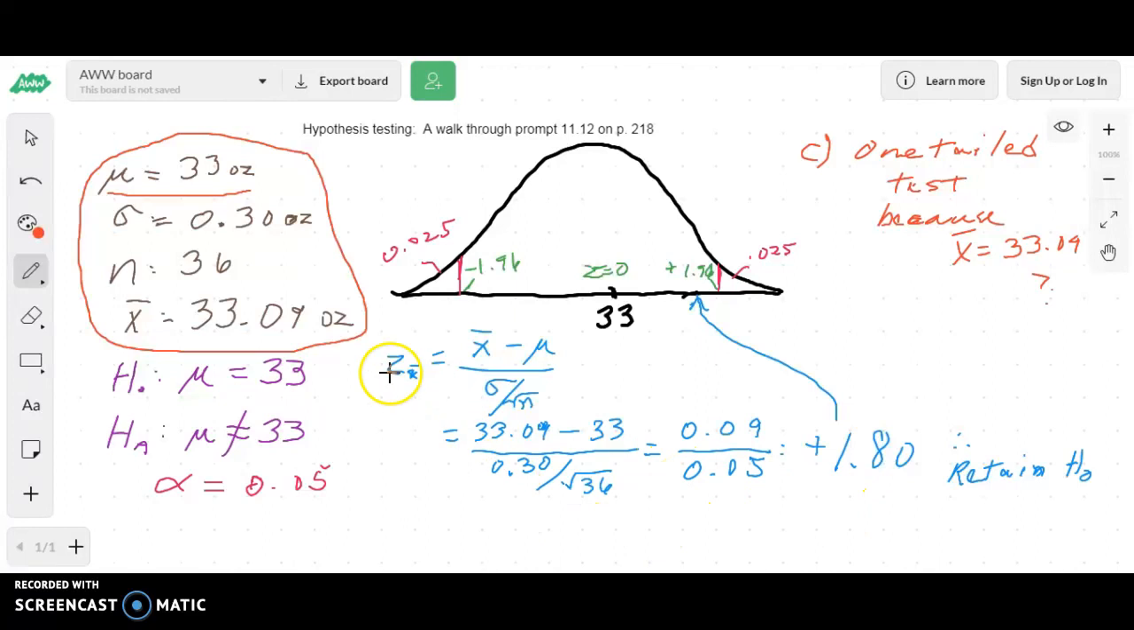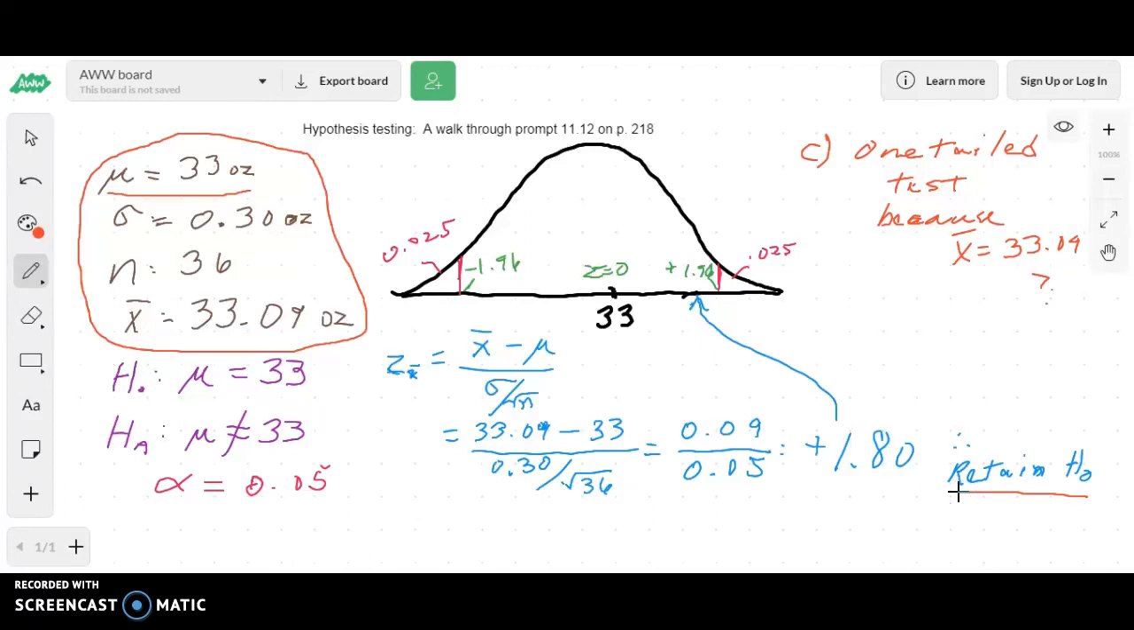And based, again, on our mean of the sample of 36 selected items that yielded a 33.09, it yields a positive 1.80 z-score. That falls in the interior of the curve here from our make or break point of 1.96. So since it falls in the interior here, we are going to retain our null hypothesis.